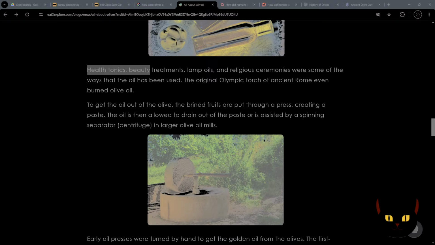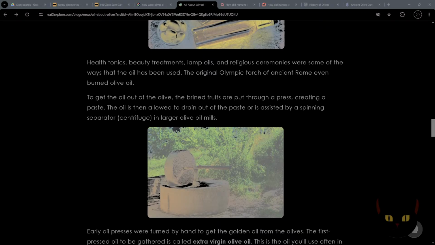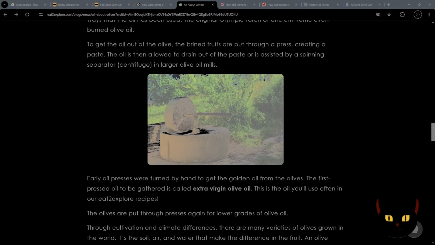Oh yeah, here we go. Health tonics, beauty treatments, lamp oils, and religious ceremonies. It's almost as if I scrolled past that earlier and some part of my brain remembered it, which is quite possible.